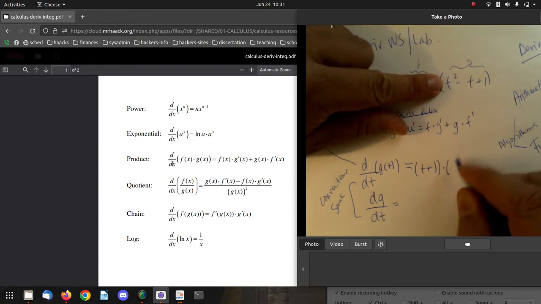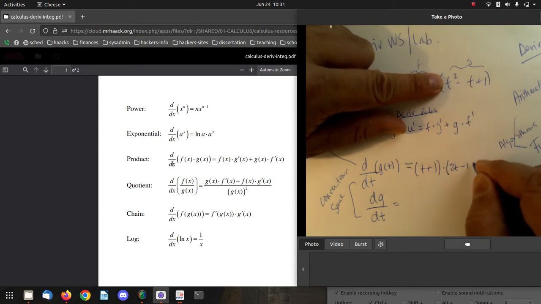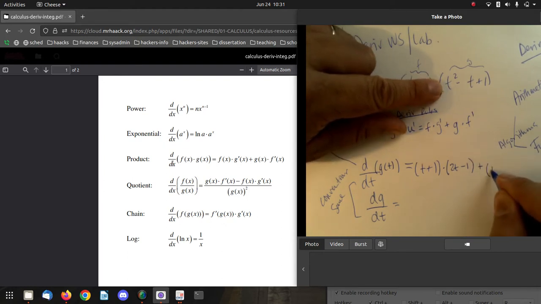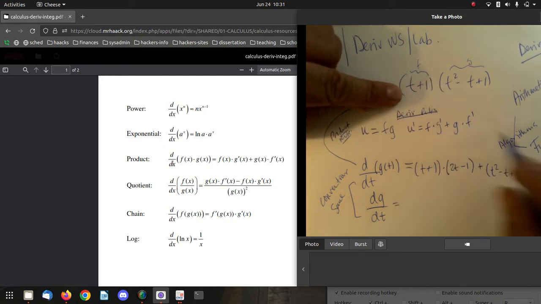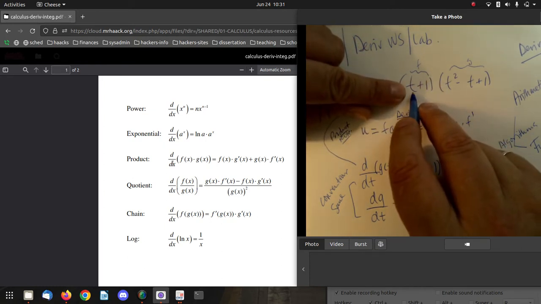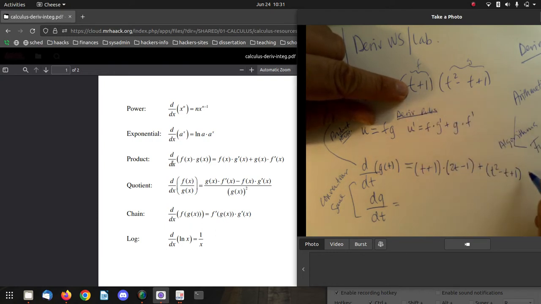So first one times the derivative of the second one. Derivative of the second one is going to be sum and difference rule for the internals and power rule. So 2t minus 1 plus 0, I won't write that part. And now plus the second one times the derivative of the first one. And derivative of t will be 1, derivative of 1 will be 0. So we're going to have 1.